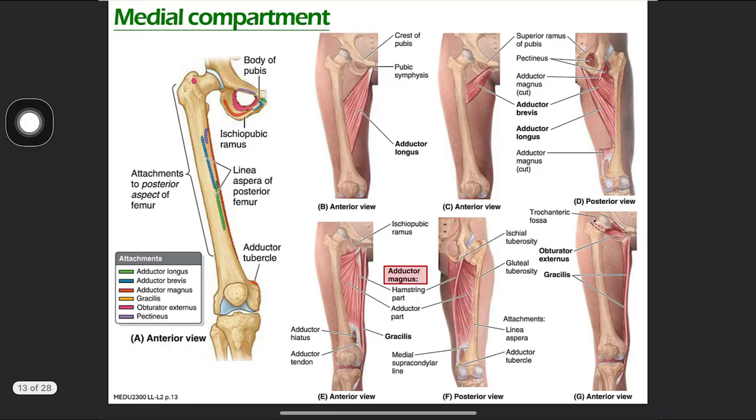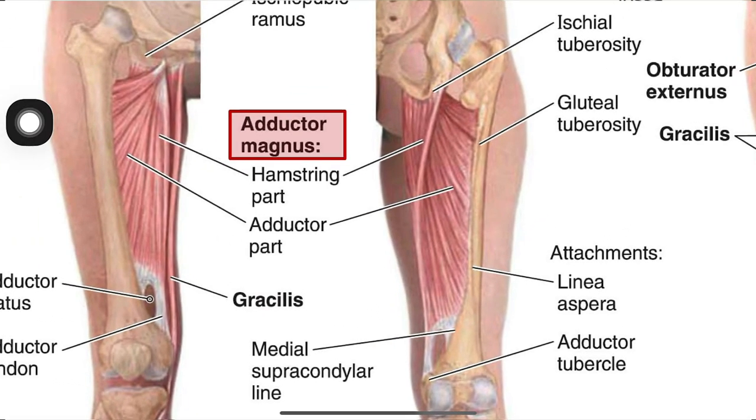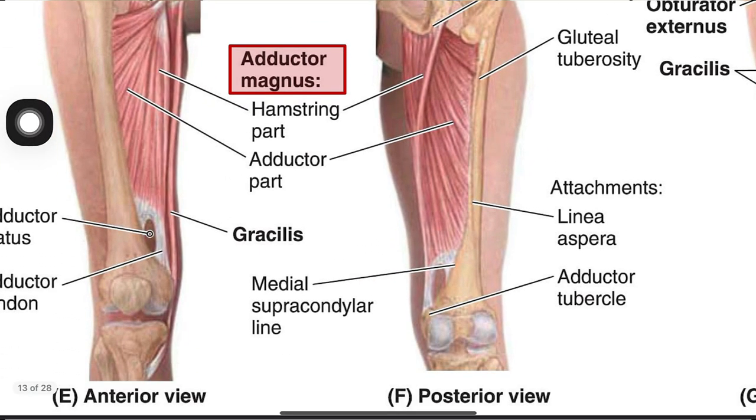So here you can see the overview of these muscles. And what I want you to focus on is one thing here. This one. Can you see that the adductor magnus actually has 2 portions? I want you to highlight this hamstring part here.